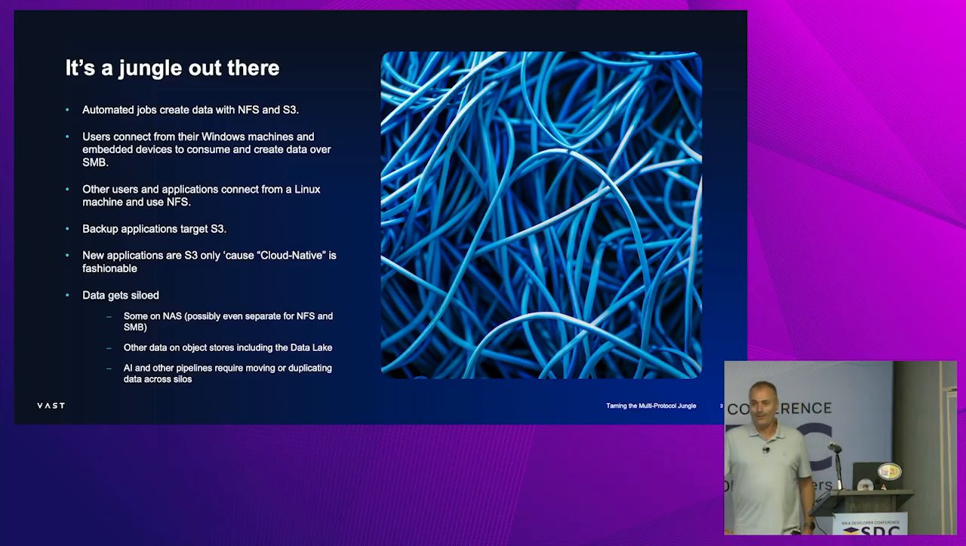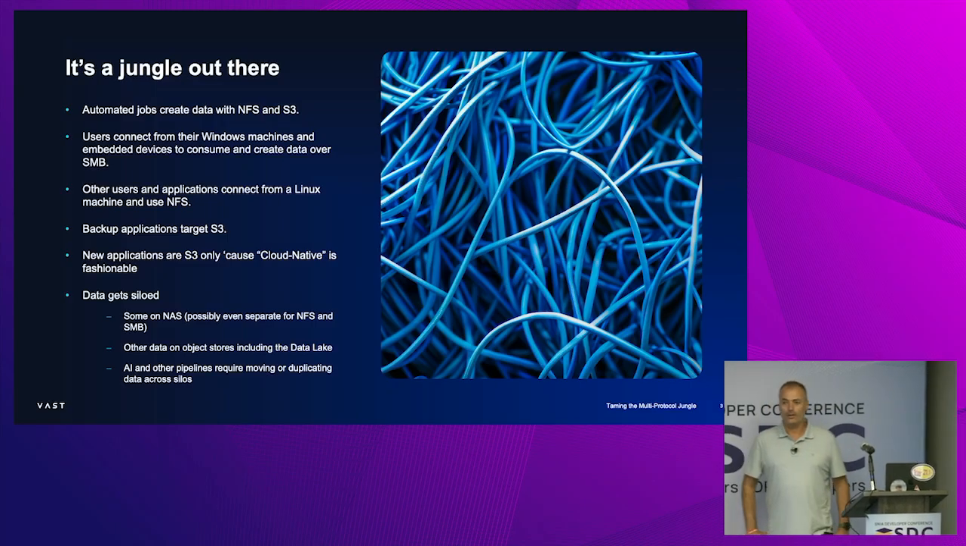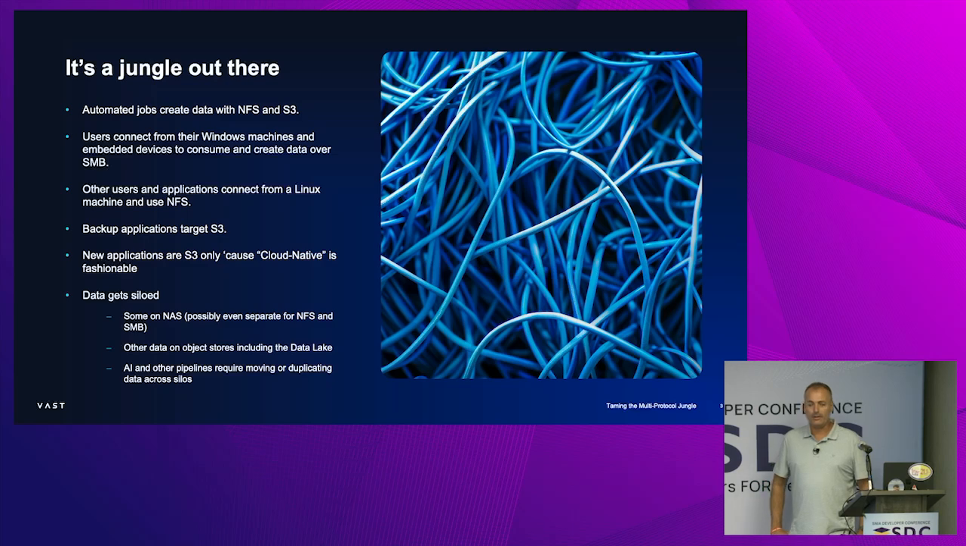So it is a jungle where users and applications create data, for example, NFS or S3. For example, you can think of a microscope, which is an NFS client, creating data. And then you have the end users, where the end users connect from the Windows client or SMB client or Mac client over SMB. And they want to access the same data.